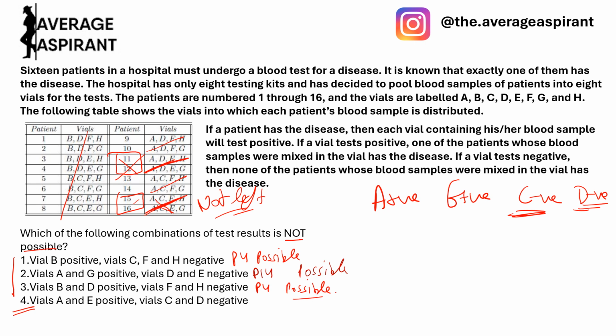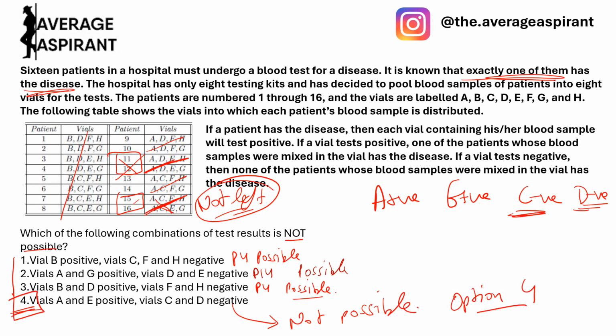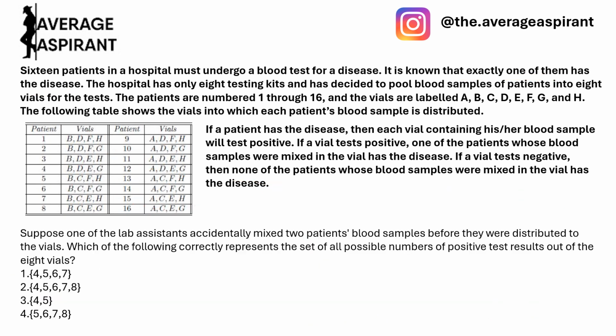No patient is left, but it says exactly one of them has the disease, and here we saw that none of them was left. So this combination is not possible. Hence, this is our answer. Option 4. Now moving to the last question of this set.